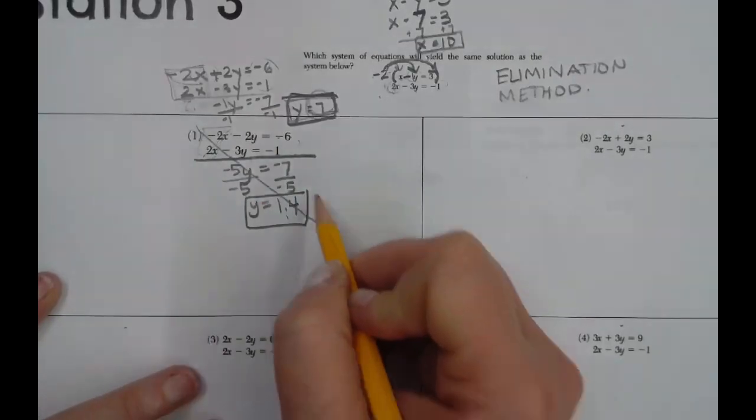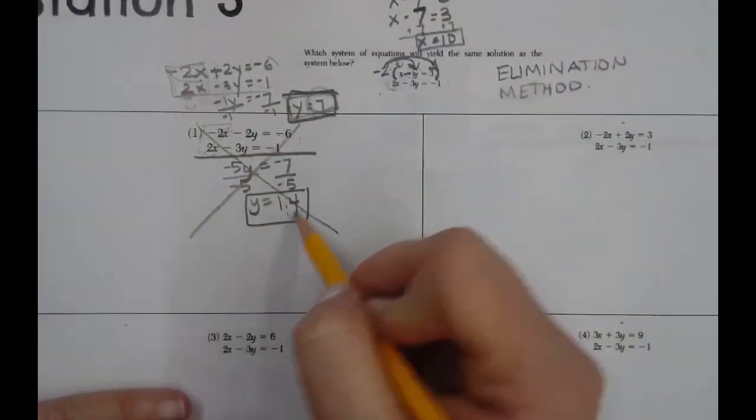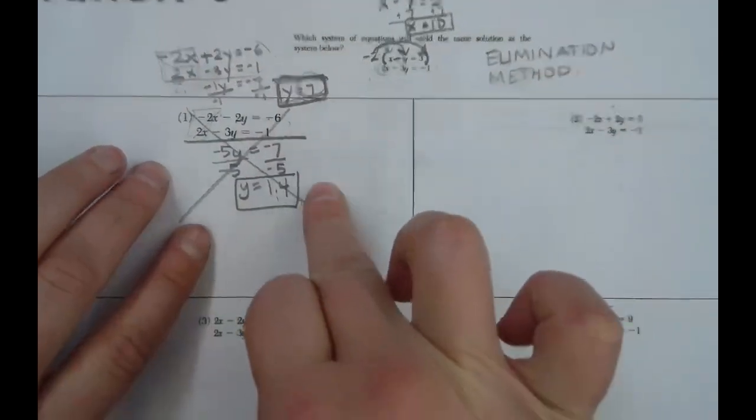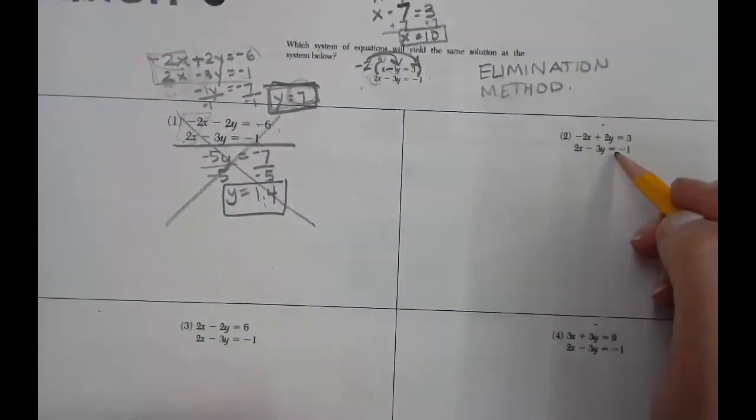This cannot possibly be the answer, right? We can stop right here. There's no need to keep going. If we know our y's don't match, this can't be the right system. So let's move on to 2.